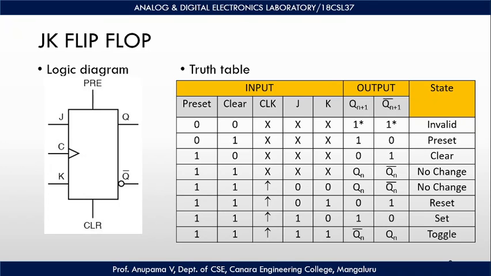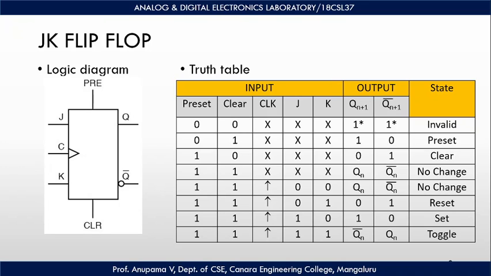The preset and clear inputs of the JK flip-flops are asynchronous, which means that they will have an immediate effect on Q and Q bar outputs regardless of the state of the clock and J or K inputs. In the logic diagram of JK flip-flop, it is shown that J and K are the inputs and clock is the input, and here the clock is positively edge triggered and preset and clear are the additional inputs along with the outputs Q and Q bar.